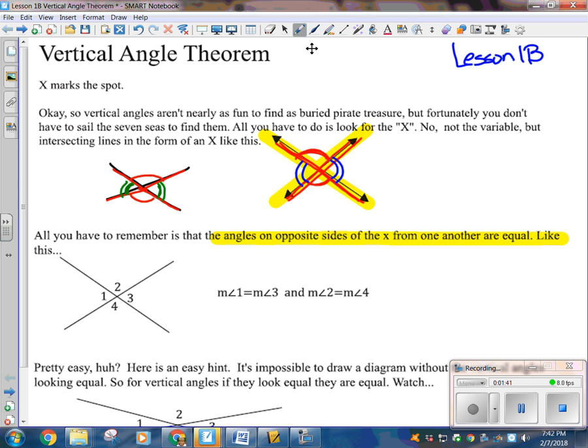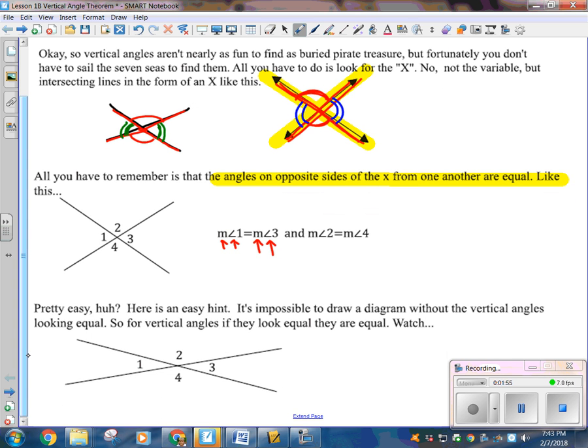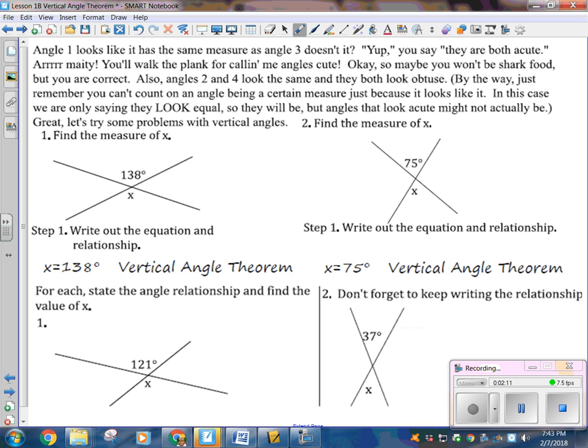Okay, we're using our notation. M stands for measure. That's the single symbol for angle. So the measure of angle 1 equals the measure of angle 3. Okay, measure of angle 2 equals the measure of angle 4. So this should be a fairly straightforward lesson. It's pretty easy. And here's a hint. It says it's impossible to draw a diagram without vertical angles looking equal. So for vertical angles, pretty much if they look like they're equal, guess what? They are.